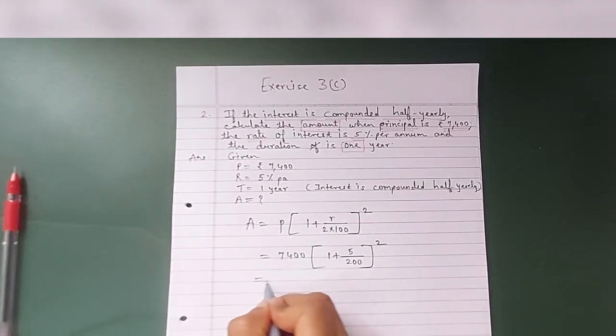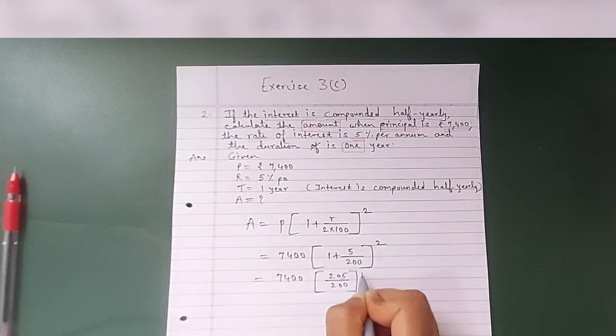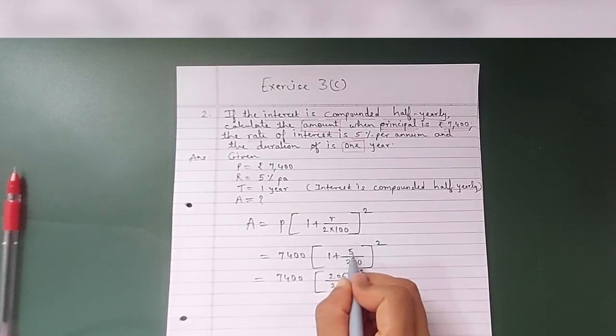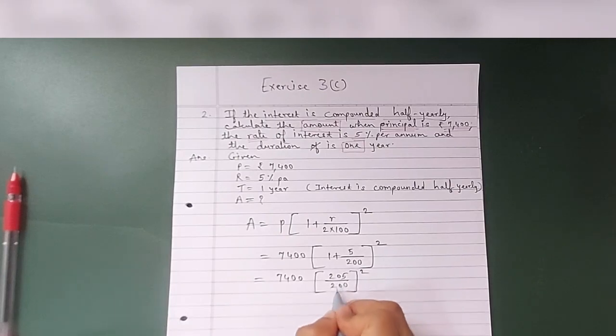After that, 7,400 as it is, and here what will come? 205 upon 200. I hope you know how it came. 200 into 1, 200 plus 5, 205 upon 200. Okay, now we can reduce it. How you will reduce it? Both you have to divide by 5.